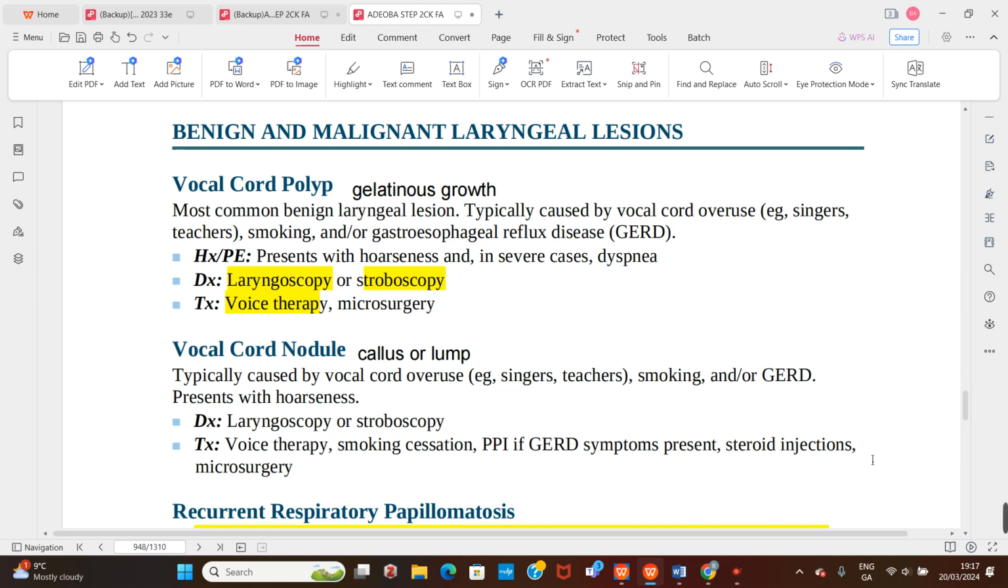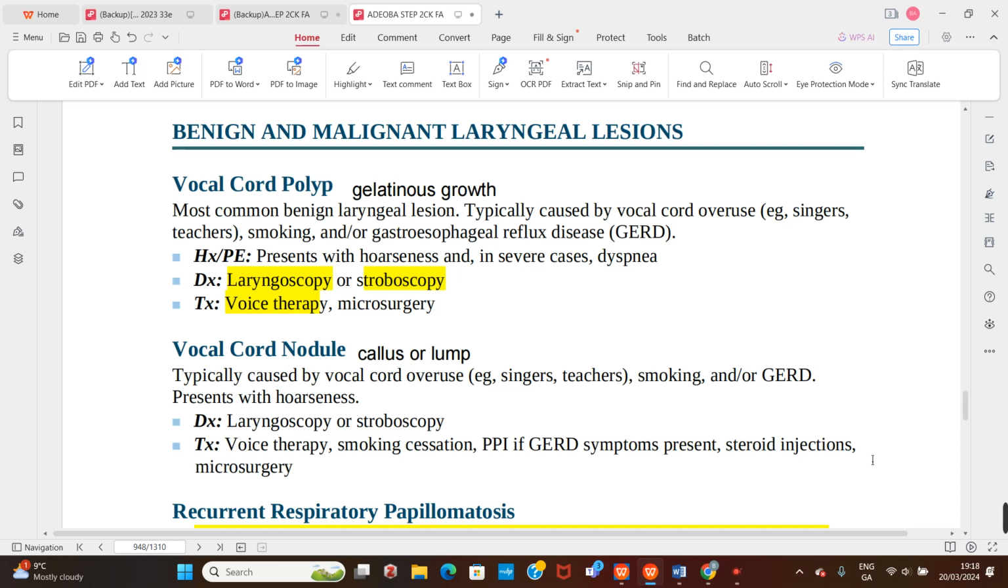So how do you investigate? You want to do a laryngoscopy to look into the vocal cords. You want to look into the larynx to see the mass. Most of the time you see it within the posterior two-thirds and the anterior two-thirds of the vocal cord, because that is the area of the highest amplitude. So that's where the trauma happens most of the time.